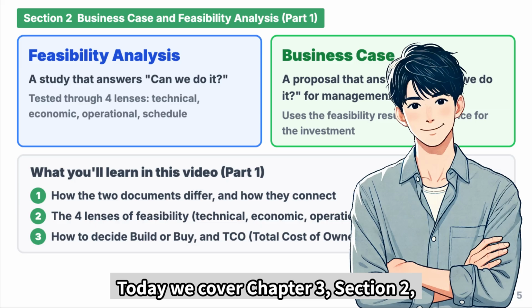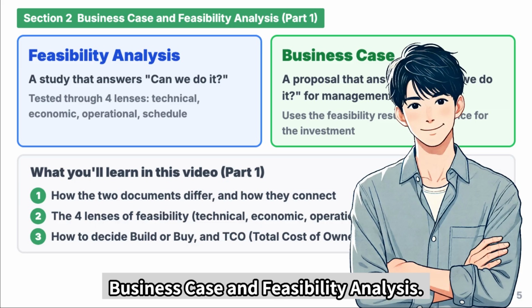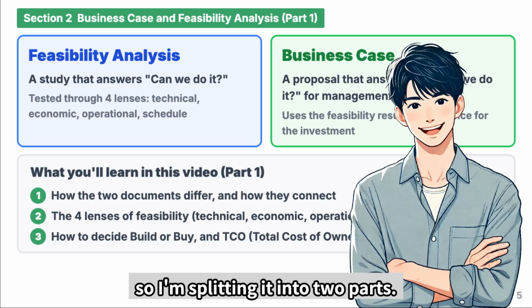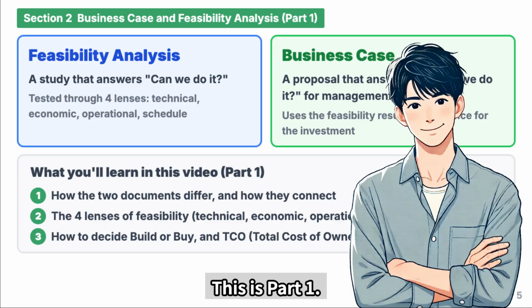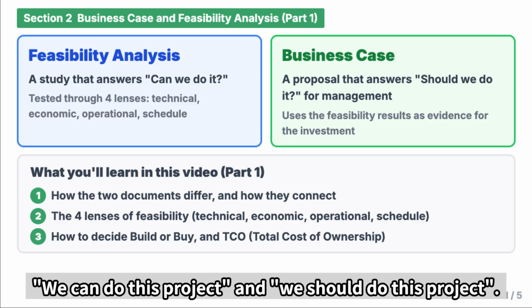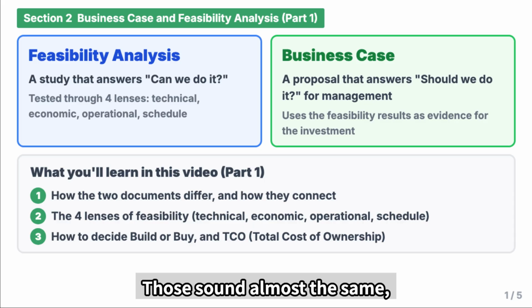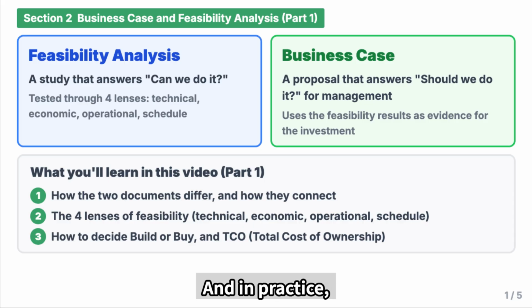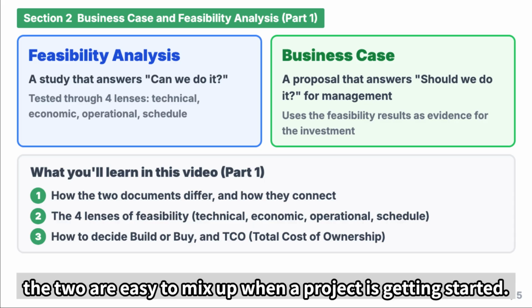Today we cover Chapter 3, Section 2. Business Case and Feasibility Analysis. This section is packed, so I'm splitting it into two parts. This is part 1. Let me start with a question. We can do this project, and we should do this project. Those sound almost the same. But they are completely different questions. And in practice, the two are easy to mix up when a project is getting started.